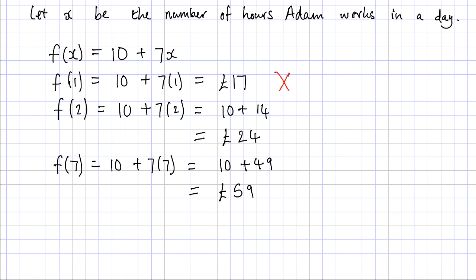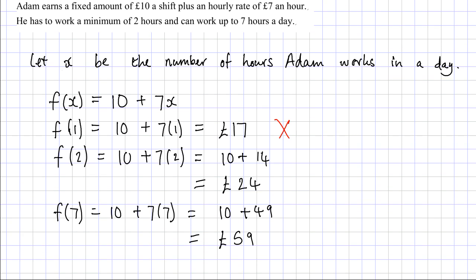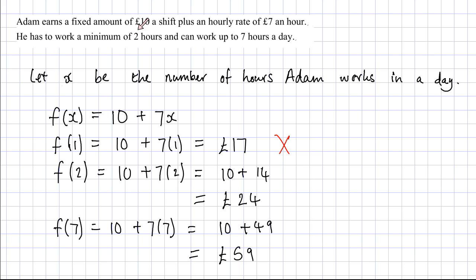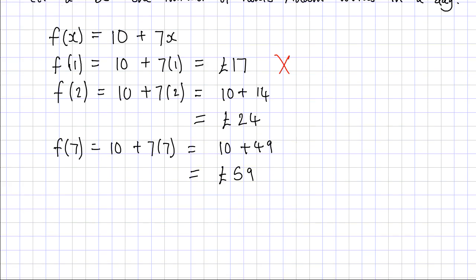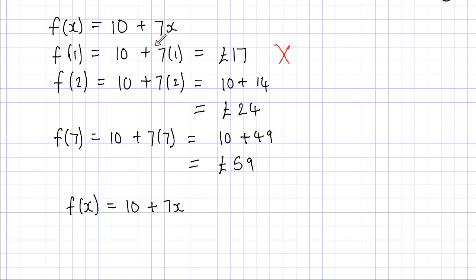Now, how can I write my function for all of the information I have here for Adam, including the minimum of 2 hours and the maximum of 7 hours, to show all of that algebraically in a function? So let's try and do that now. So I know that the function has to be written as f of x is equal to 10 plus 7x. Now if I leave it like this, it assumes that I can have numbers like 1 here, but I know that we're not allowed that, because he's not allowed to work 1 hour. So just leaving it like this is not good enough.